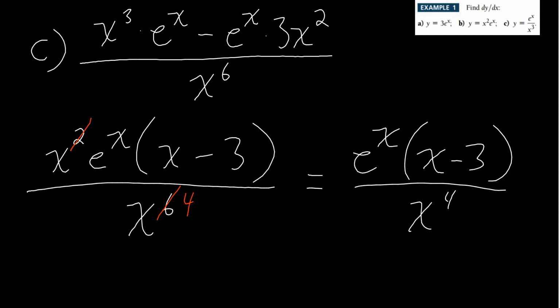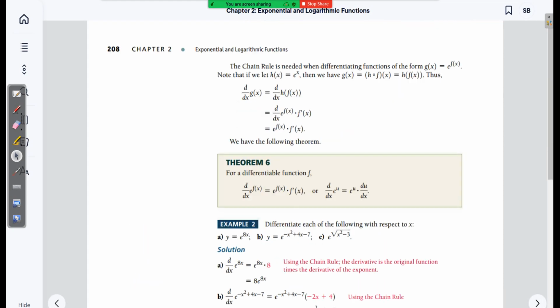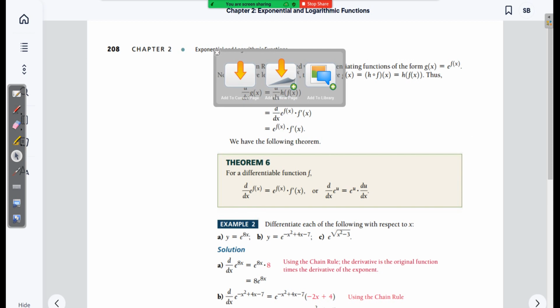We just had to remember our product rule and our quotient rule pretty much. Right. Next up, we're going to figure out what if the x on e to the x is an actual function, right? If it's not just a simple x. Well, that's where this comes in.